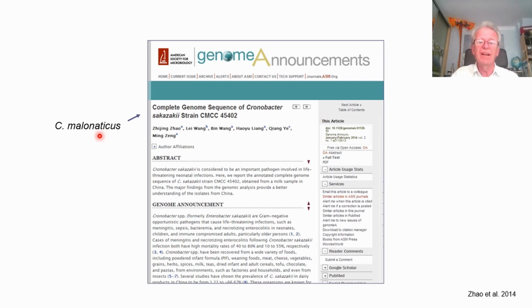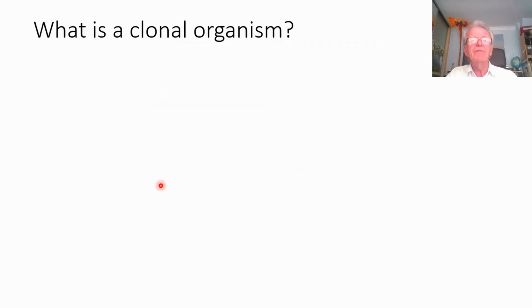It was exactly the allele which was always found in Cronobacter malonaticus. This strain is Cronobacter malonaticus. We know from the whole genome it's Cronobacter malonaticus, and despite contacting the authors more than once, despite contacting the journal editors more than once, there has never been any response to this issue. So one has to be very careful not to always believe absolutely everything, but to take the opportunity to double check. So let's move on to what's a clonal organism.